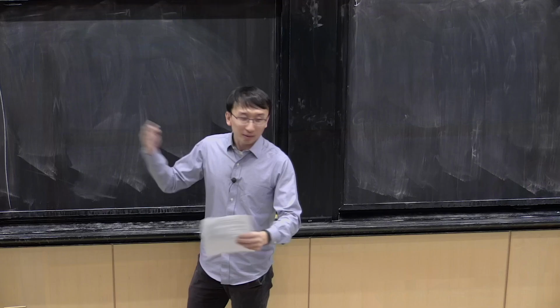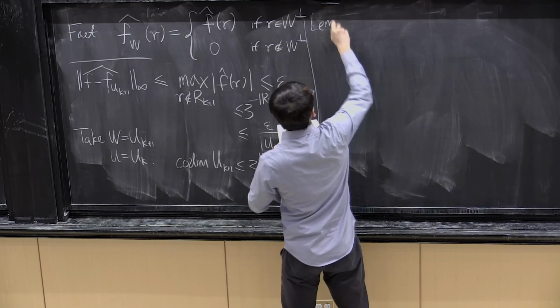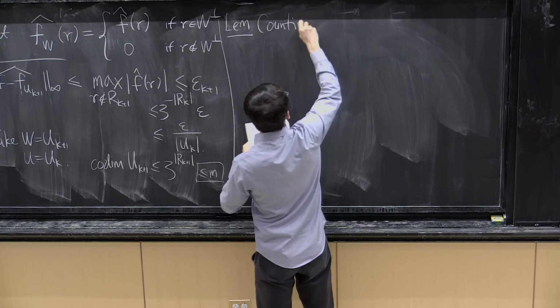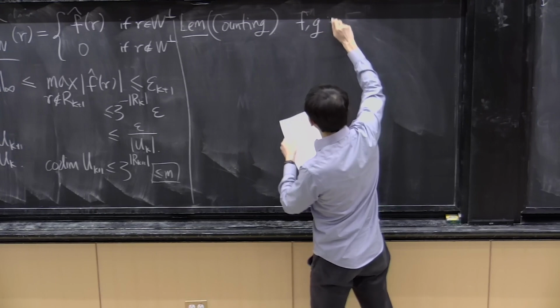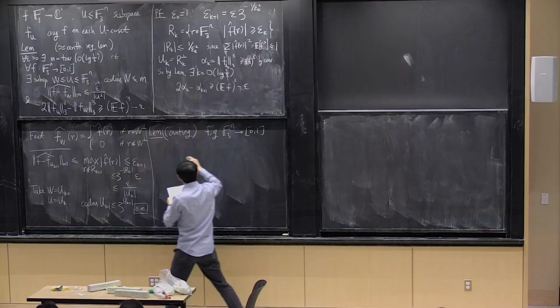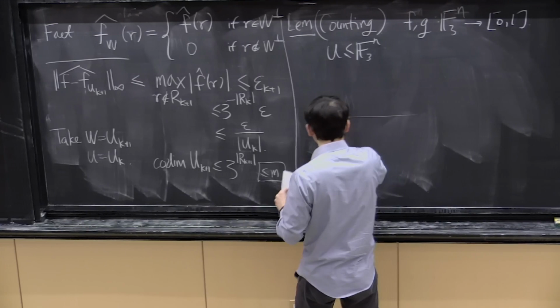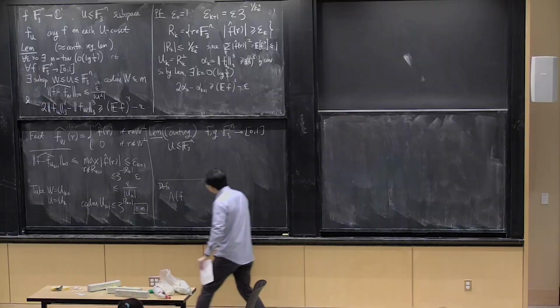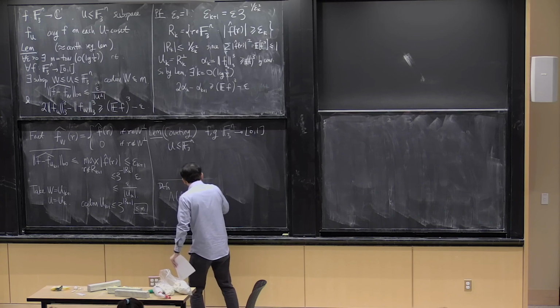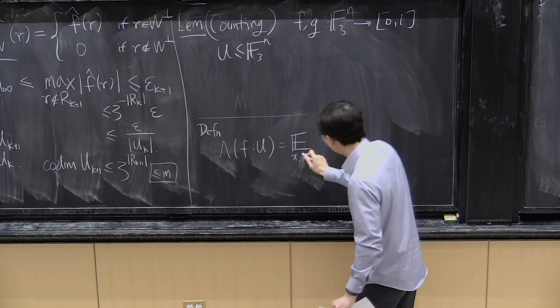We have a regularity lemma, and what comes with a regularity lemma is a counting lemma. Let me write down the counting lemma, and I'll skip the proof. The counting lemma tells you that if you have f and g, both functions on F3 to the n, and u is a subspace, then, let me define the quantity that I'm interested in. I'm interested in understanding 3 APs where the common difference is in a particular subspace.